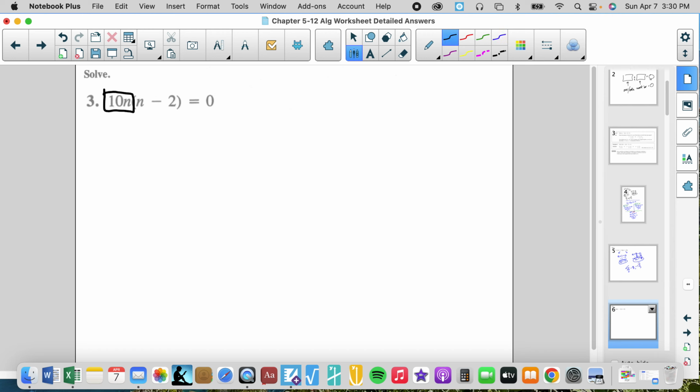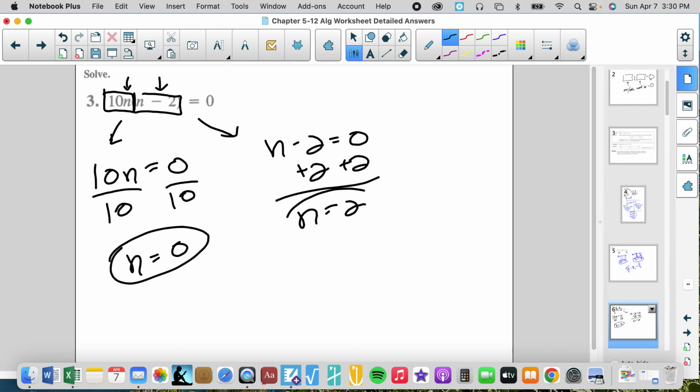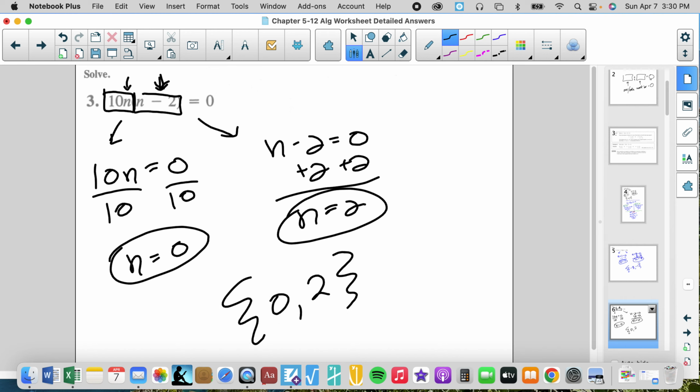So this is an interesting one because, hey, look at this. This is actually a box, and this is my other box. So 10n equals 0. What value for n is equal to 0? And then here's our other one. n minus 2 equals 0. What value for n would make that box 0? So divide by 10, n equals 0. So that's one of the solutions. And then what value for n in that box would make it equal to 0? So when n is equal to 2, that would make this box equal to 0. So my two solutions are 0 and 2.